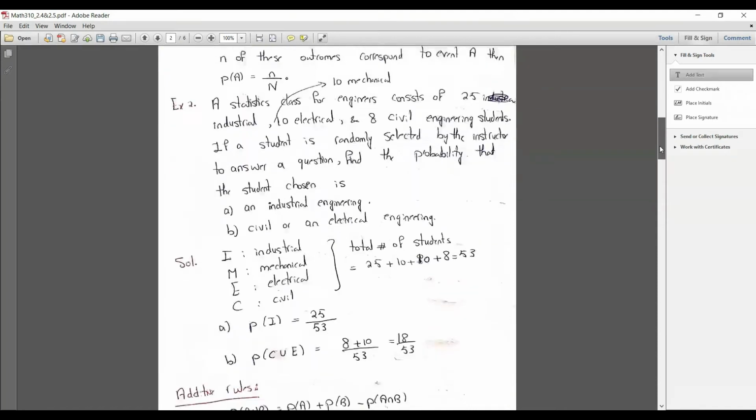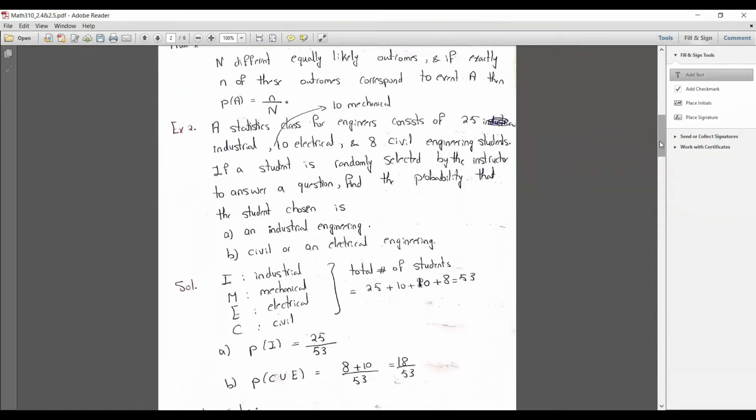Okay, guys, let's do this exercise. Here we are saying that a statistics class for engineers consists of 25 industrial engineers, 10 mechanical engineering students, 10 electrical, and 8 civil engineering students. If a student is randomly selected by the instructor to answer a question, find the probability that the student chosen is an industrial engineer, and in part D, a civil or an electrical engineer.